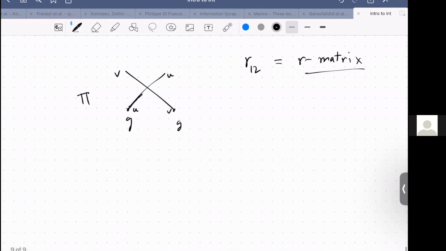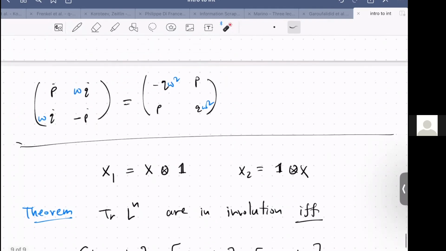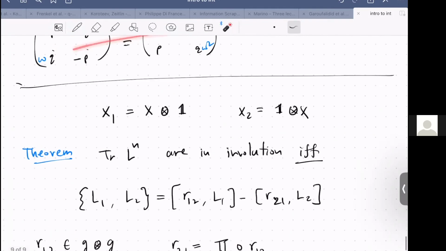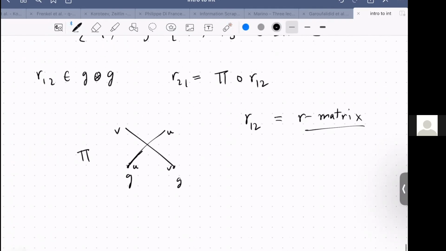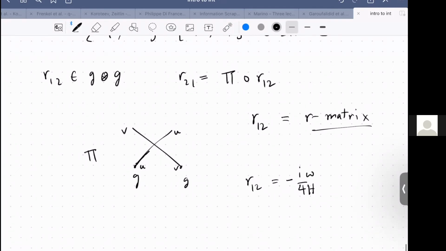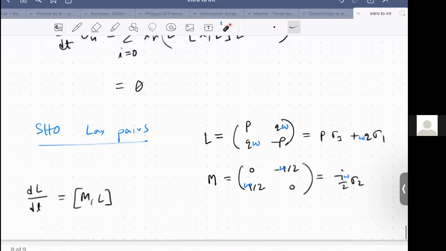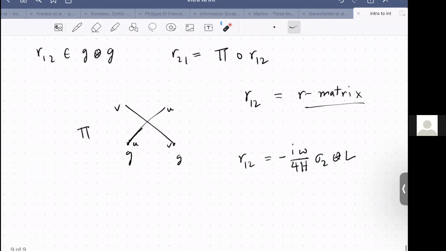Now, if you want to check that the simple harmonic oscillator is in fact integrable in this sense, then the R12 for the simple harmonic oscillator is the following. H here is the Hamiltonian function. Omega is the angular frequency. Sigma 2 tensor L. L is as before, this thing.